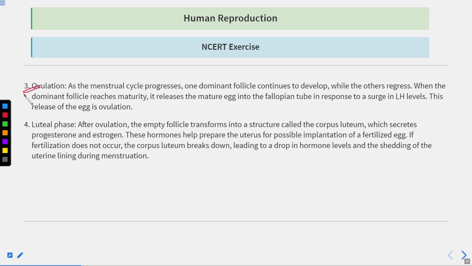So the next phase is the ovulation. What happens? One dominant follicle, which is known as the Graafian follicle, continues to develop, while the others degenerate. Now when the dominant follicle reaches maturity, it releases the mature egg into the fallopian tube, in response to this LH surge. I've already told you there is a rise in the level of LH. This is known as the LH surge. This happens just before the ovulation.